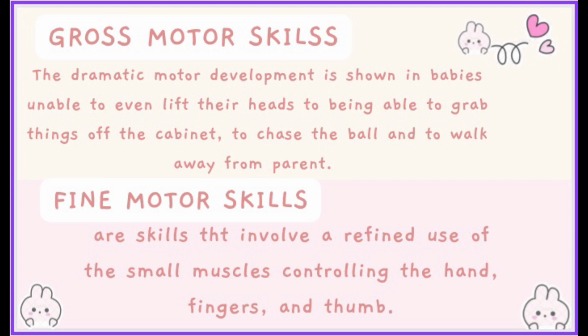Gross motor skills. The dramatic motor development is shown in babies going from being unable to even lift their heads to being able to grab things off the cabinet, to chase the ball, and to walk away from a parent. We also have fine motor skills. Fine motor skills are skills that involve a refined use of the small muscles controlling the hand, fingers, and thumb. The development of these skills allows one to complete tasks such as writing, drawing, and buttoning.